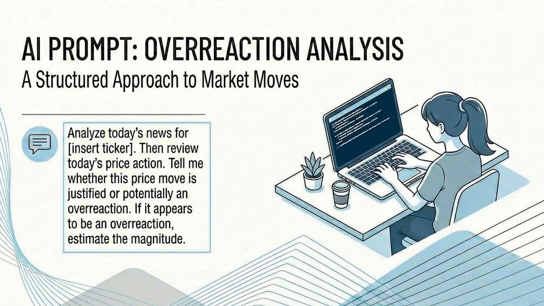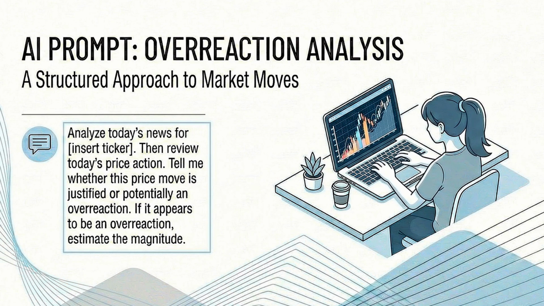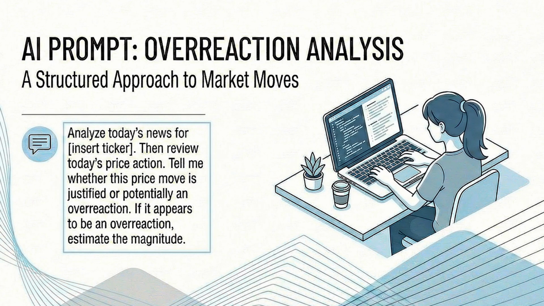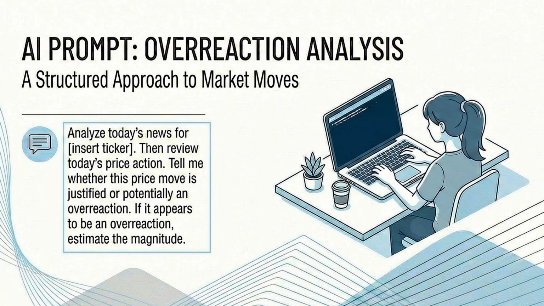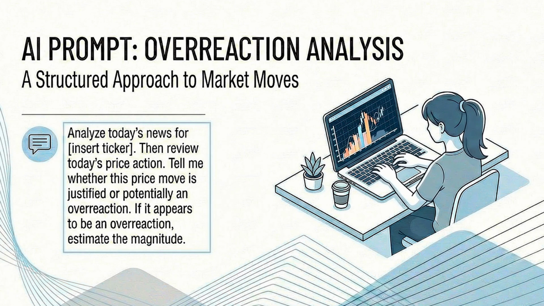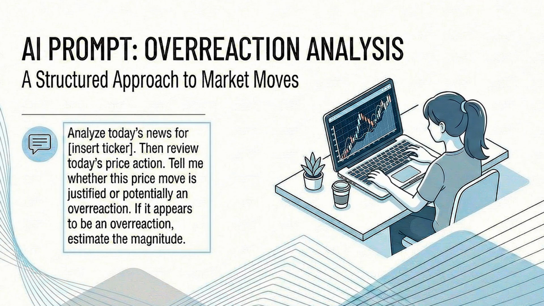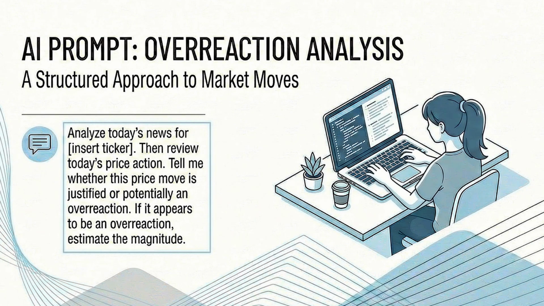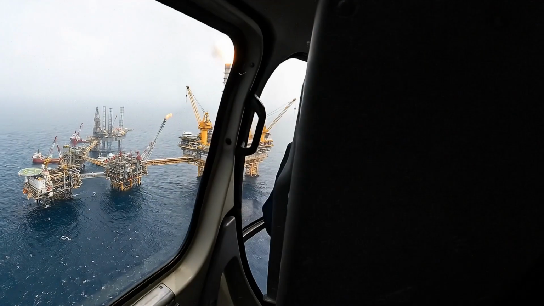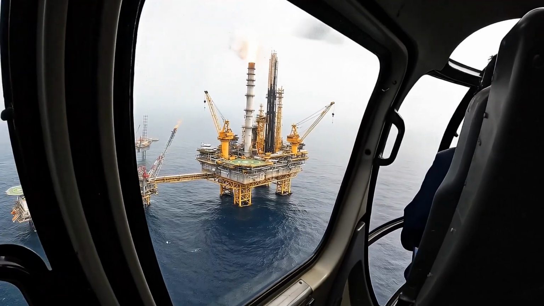Analyze today's news for MUR, then review today's price action. Tell me whether the price move is justified or potentially an overreaction. If it appears to be an overreaction, estimate the magnitude. That's it, short and simple. What this prompt does is gather the relevant news and connect it to the price move, not to predict, but to contextualize.